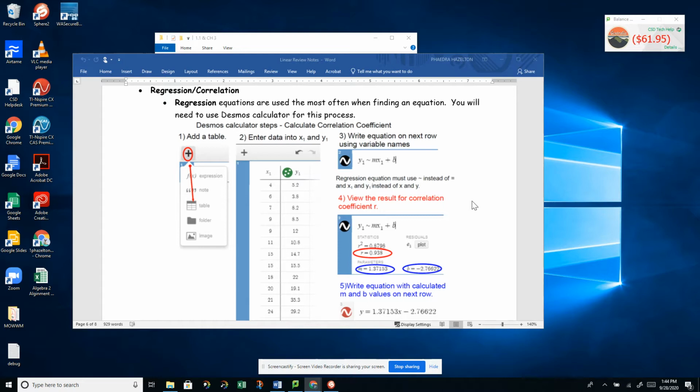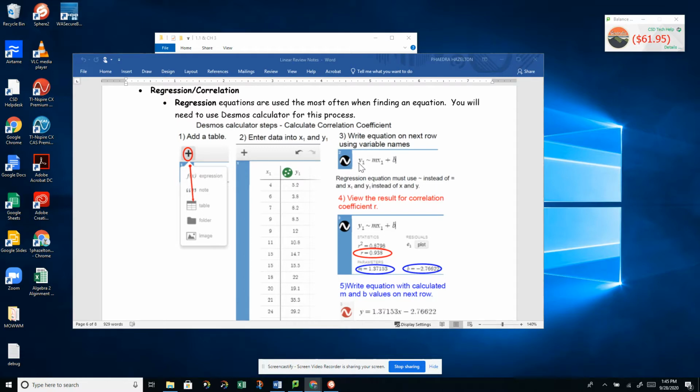So regression equations are used for the most when you're finding an equation, and you just use the Desmos calculator. The first step is it tells you to go in and add a table, and we're going to walk you through that process. The second thing is it tells you that you're going to add this data.